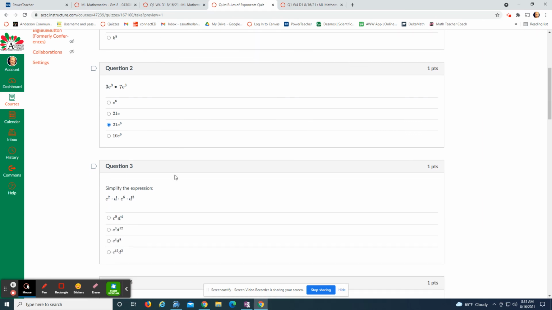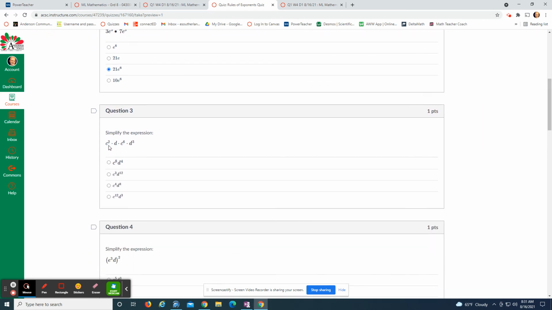And then the other part of this is you do this the same way. C to the second times c to the 6th is going to become c to the 2 plus 6 is 8. And d to the first times d to the third is going to become d to the 4th. So this is going to become c to the 8th, d to the 4th. And you'll look and see that it's one of the ones listed. So even though they're not directly side by side, you can still do them.